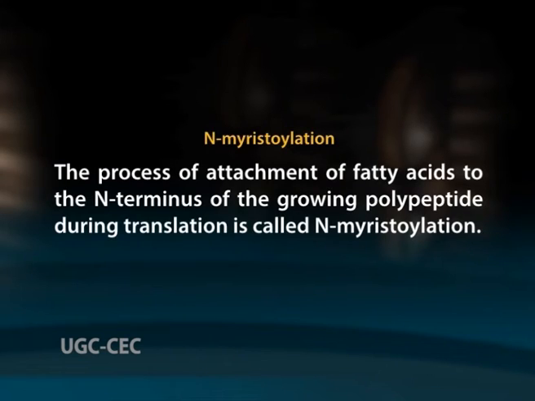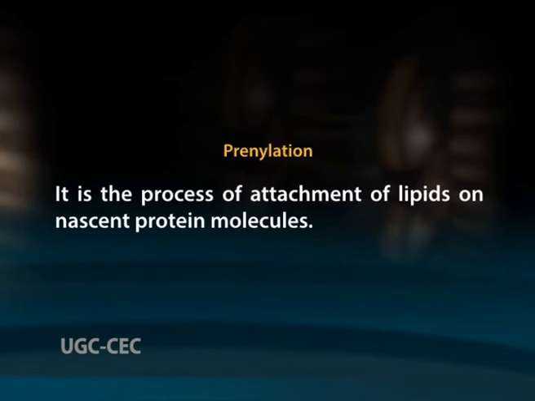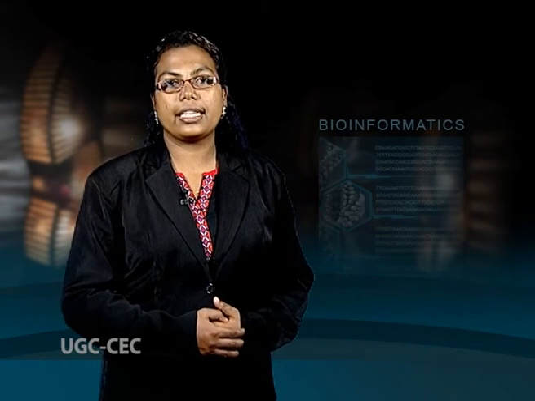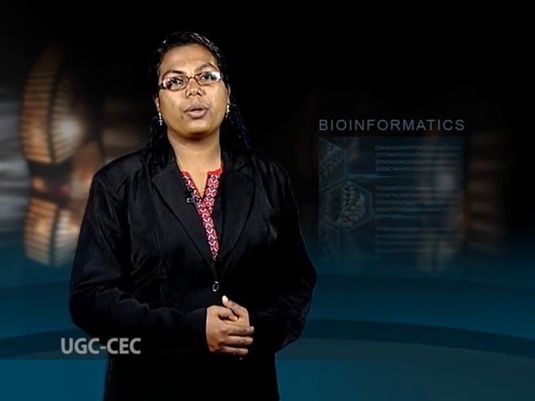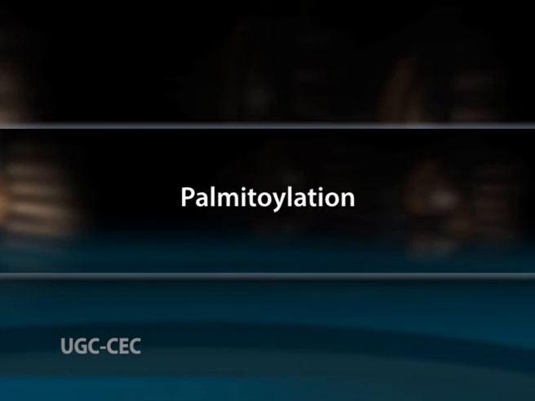Now, N-myristylation. The process of attachment of fatty acids to the N-terminus of the growing polypeptide during translation is called N-myristylation. Now, prenylation. It is a process of attachment of lipids on nascent protein molecules. In prenylation, a specific class of lipids called prenyl groups are attached to the sulfur atoms in the cysteine residues of a polypeptide chain. Many plasma membrane associated proteins involved in the control of cell growth and differentiation are modified in this way. Now, palmitylation.